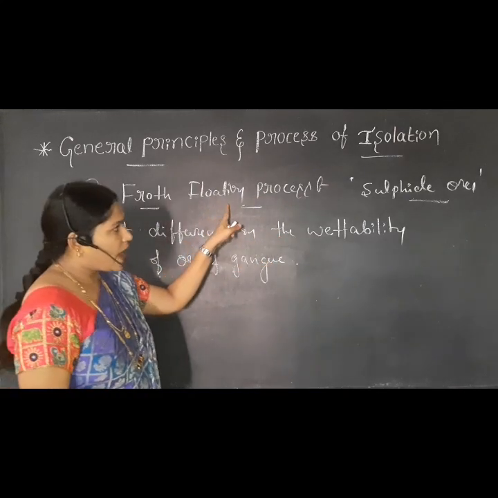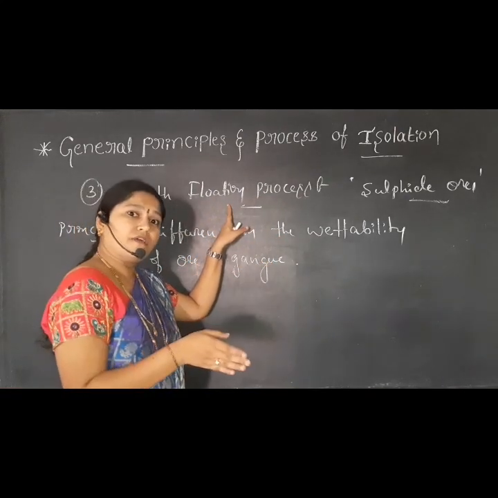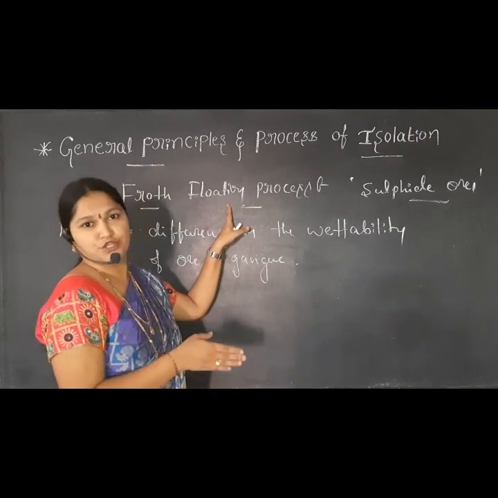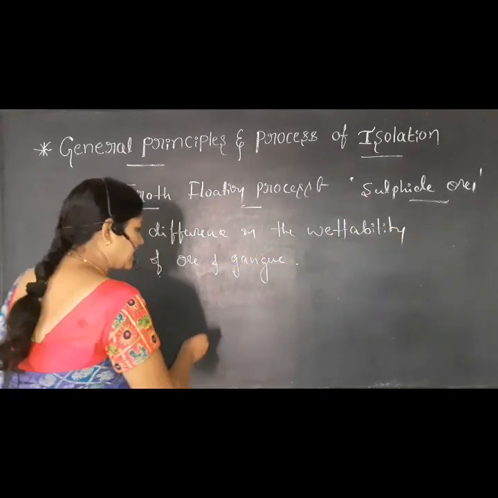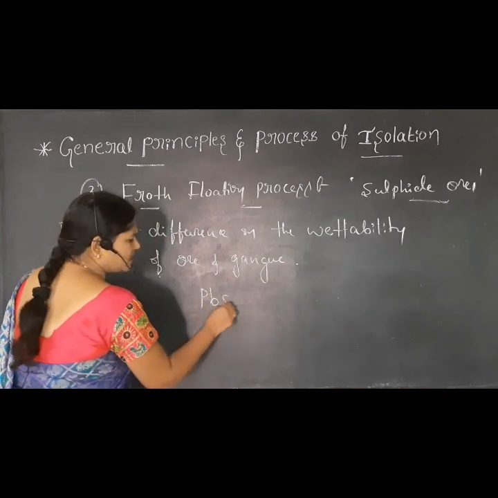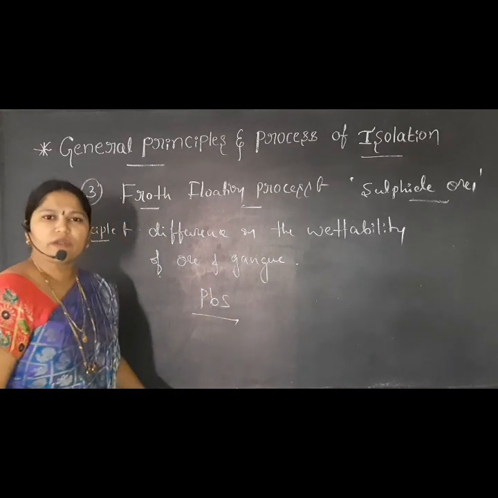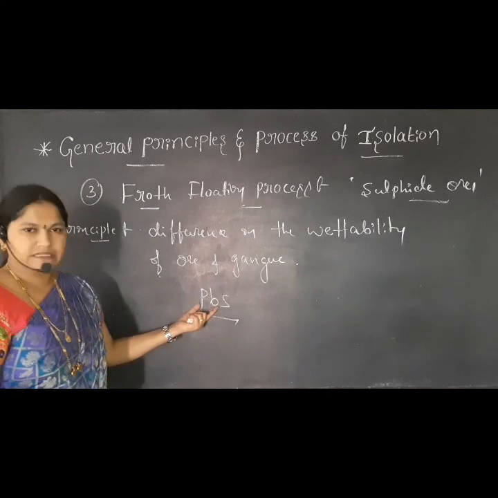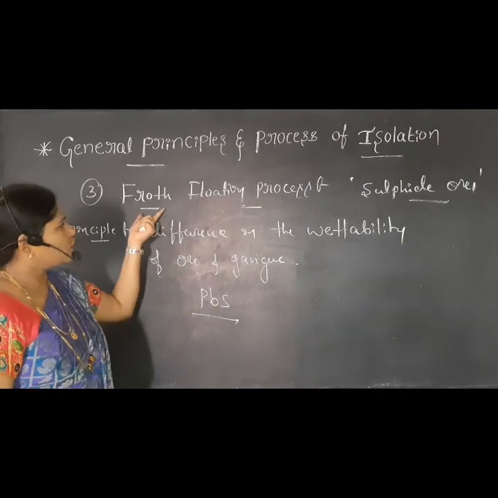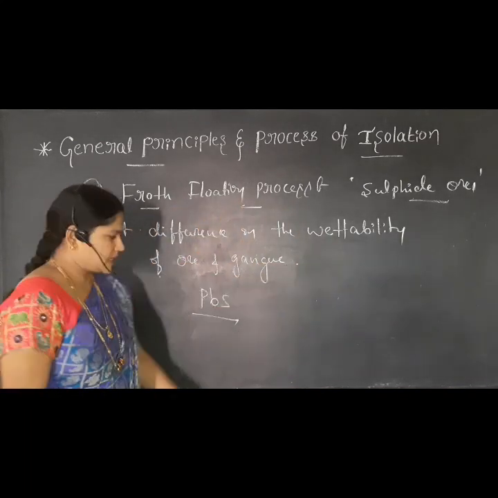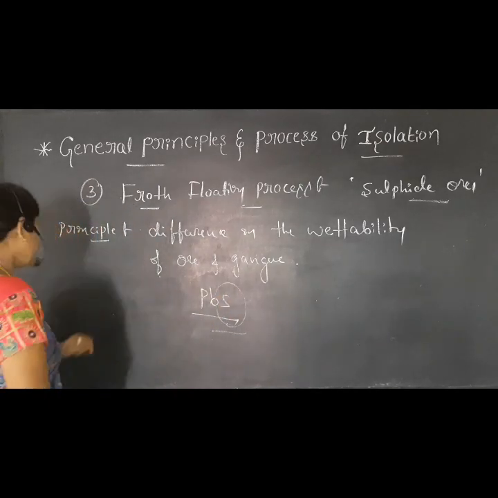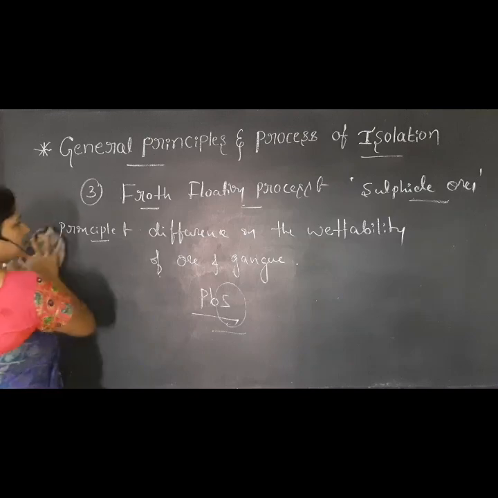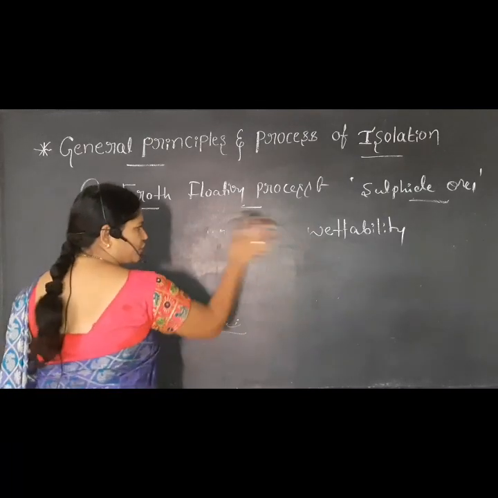First point, and you have to remember which type of ores are subjected to froth flotation. That's nothing but sulfide ores. For example, galena, PbS, is the best example. It's an ore of lead. So this is extracted, concentrated through the froth flotation process. Such type of sulfide ores are extracted from froth flotation. So this is the principle of froth flotation.